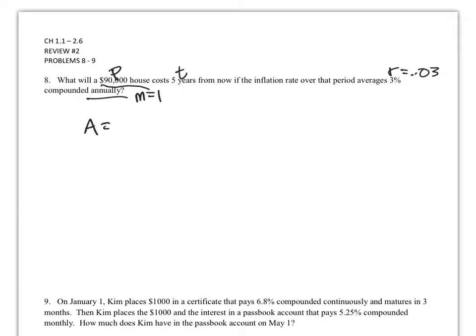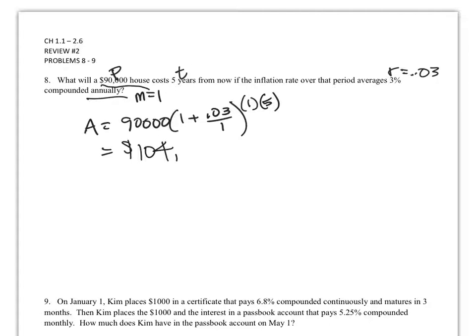So we are figuring out what the amount of the house is after this time, at this rate, and how it is compounded. So our rate is the 0.03. Annually means that our period is 1. And then again, we are doing the M times the T, which we end up with 1 times 5. So if we put all of that into our calculator, we end up with $104,334.67. All right, on to our last problem, number 9.